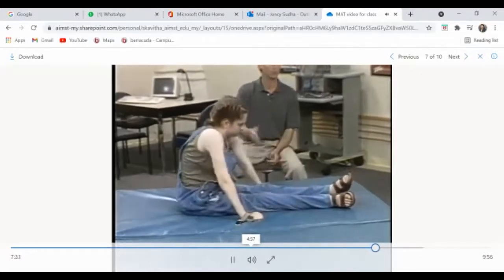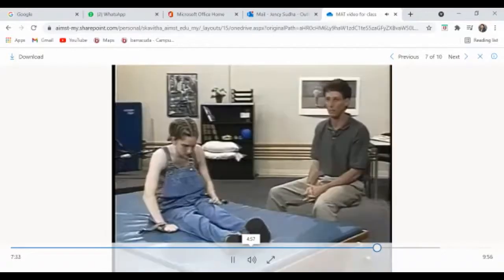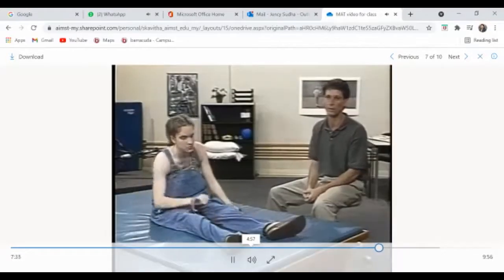You can certainly notice that Angela has very loose hamstrings, which does not at all interfere with this activity.